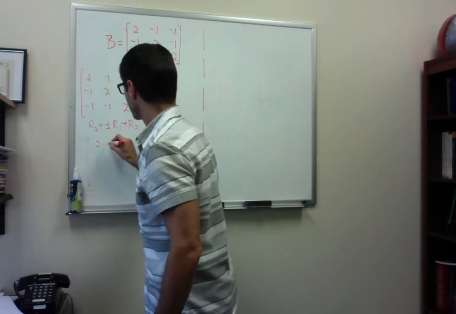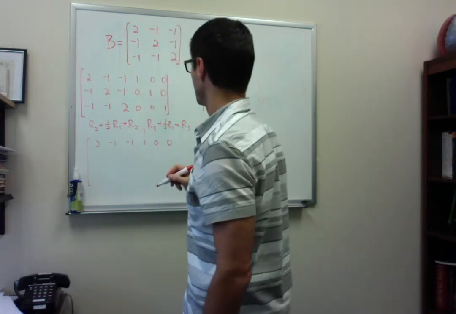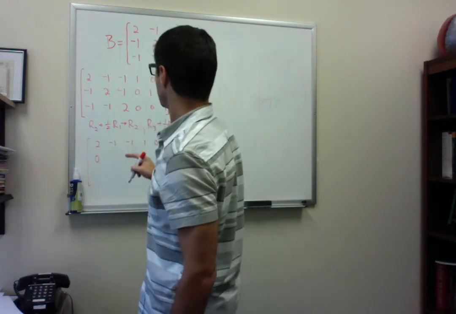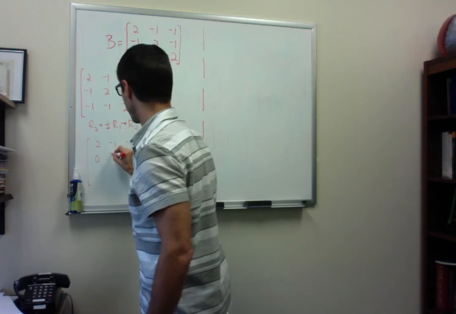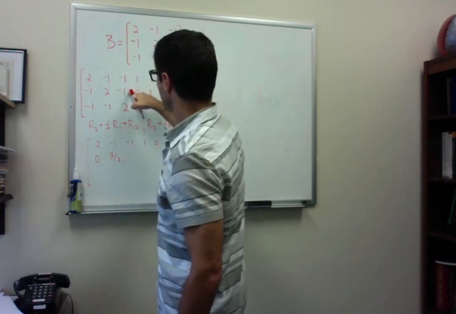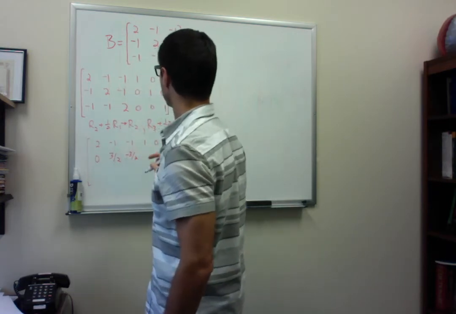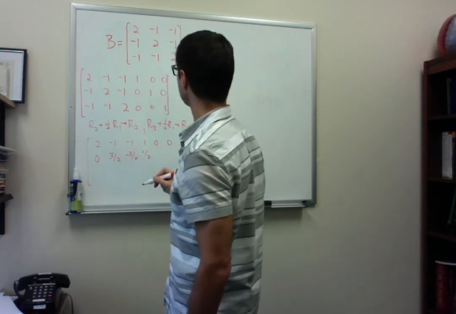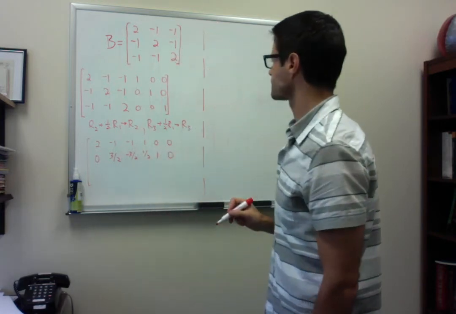our first row stays the same, and then the second row changes too. So this guy's a 0. So I'm adding a half of -1, or minus a half from 2. That's 3 halves. Okay, -1, and then minus a half is -3 halves. And then I'm adding a half to 0, so it puts a half there. And then the other two entries don't change.